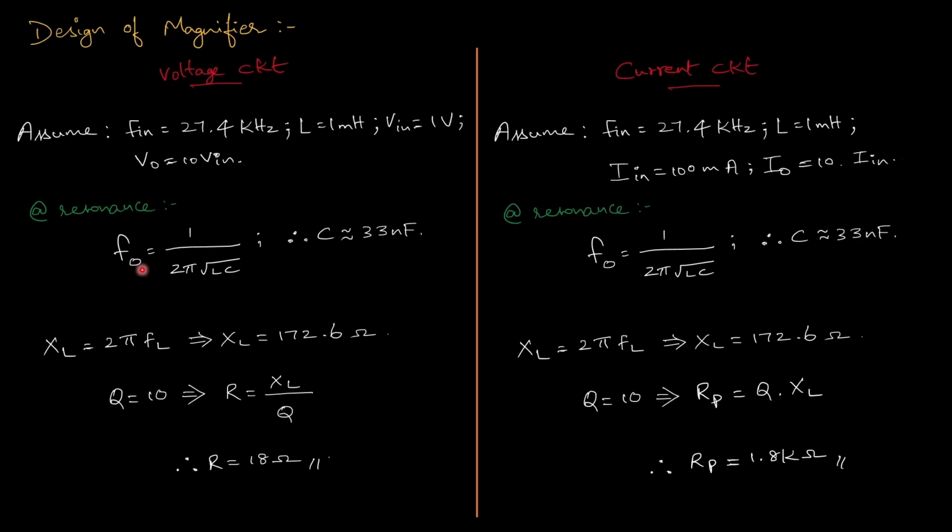Both circuits must resonate at the same frequency. Using the formula F naught is equal to 1 by 2 pi root of LC, we find the capacitance in both the circuits. Now XL is equal to 2 pi FL, where XL is given as 172.6 ohms, and similarly here XL is given as 172.6 ohms. By using the quality factor, we can find the resistance. Here the resistance is found to be 18 ohms and here the resistance is found to be 1.8 kilo ohms.